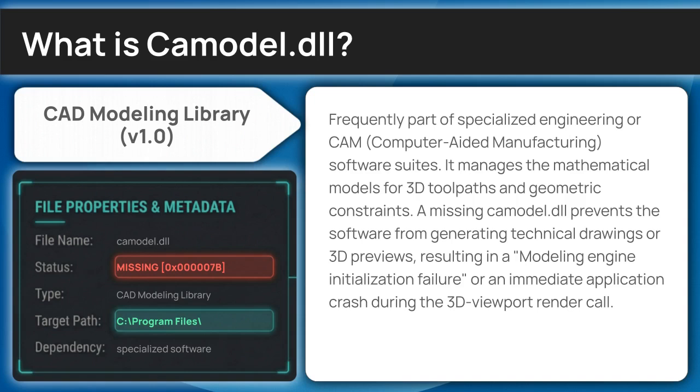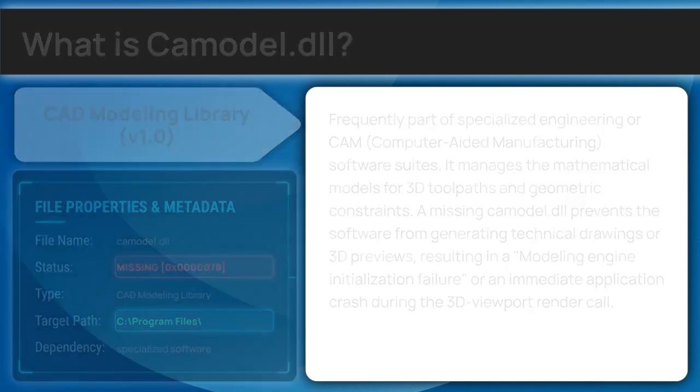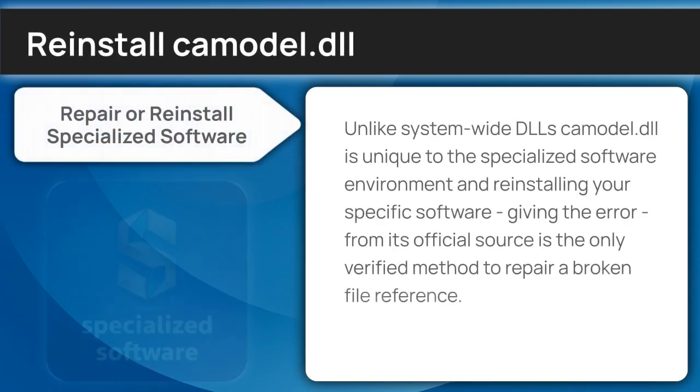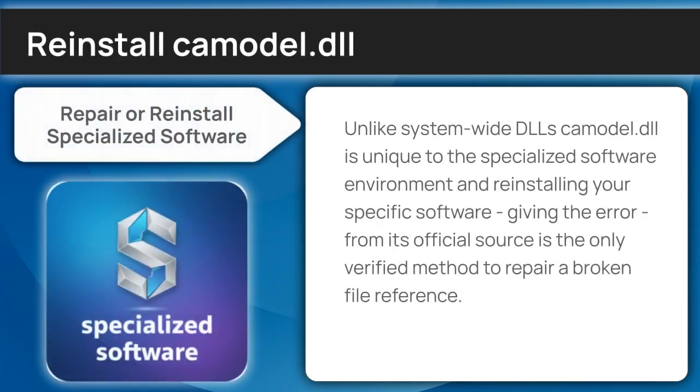Now that the technicals are covered, let's run the official installer. Unlike system-wide DLLs, the CA Model Module DLL is unique to the specialized software environment, and reinstalling your specific software, giving the error, from its official source, is the only verified method to repair a broken file reference.